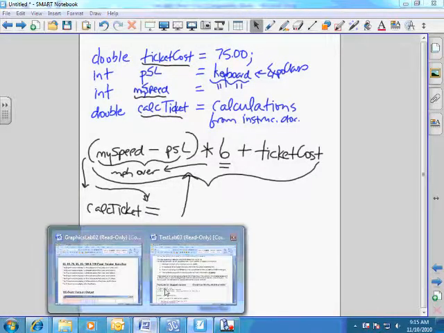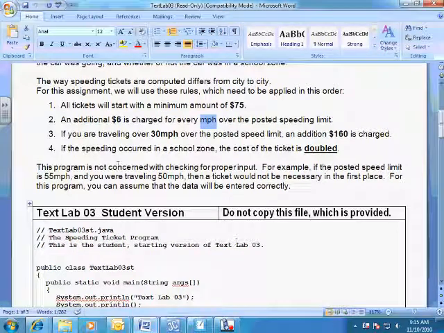Okay, so the next thing that I need to figure out is if. When I see the word if in a sentence asking me to program, then I'm going to use the word if in my program in front of a conditional statement. That's a good clue, right? So the word if is here on number 3. You are traveling over 30 miles per hour over the speed limit. An additional $160 is charged.